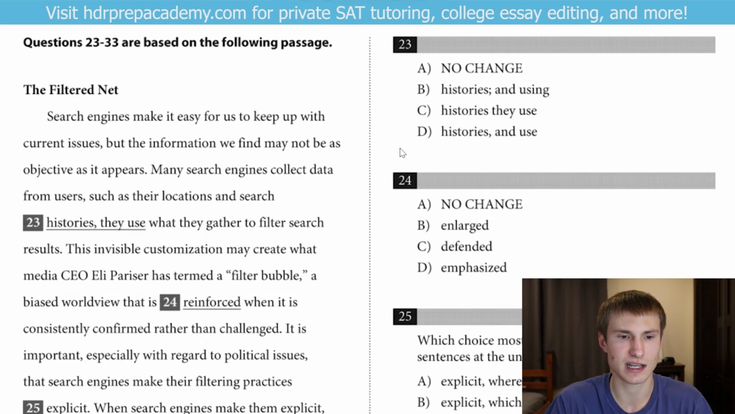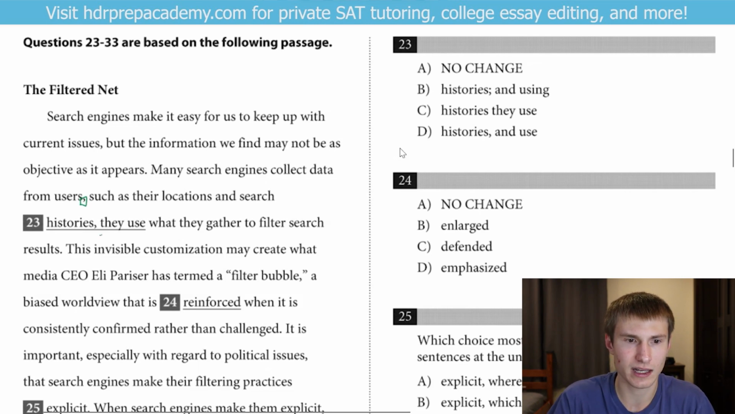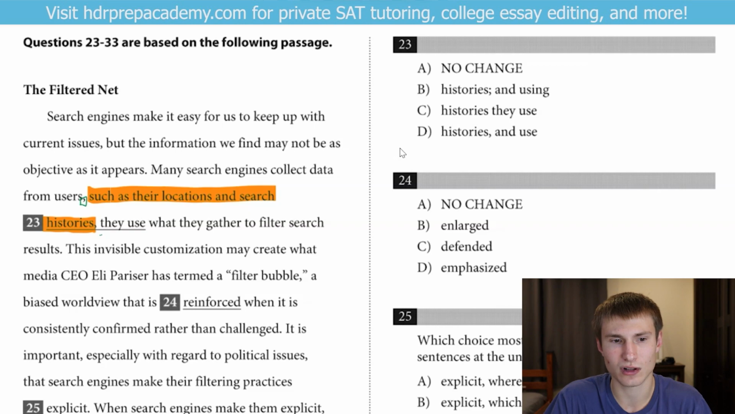"Many search engines collect data from users, such as their locations and search histories." Okay, and in this case, the big thing that's jumping out to me is I saw that I had this comma before "such as," and then I see that I could remove everything I'm about to highlight and still have a complete idea. Okay, so in this case, I see that I have a non-essential phrase or clause that I can just take out. Okay, in this case, it would be "Many search engines collect data from users. They use what they gather to filter search results." Okay, so in this case, I see that I would have to have that comma there. Okay, so I have to have a comma after "histories." So if I look at my answer choices, I can get rid of B.